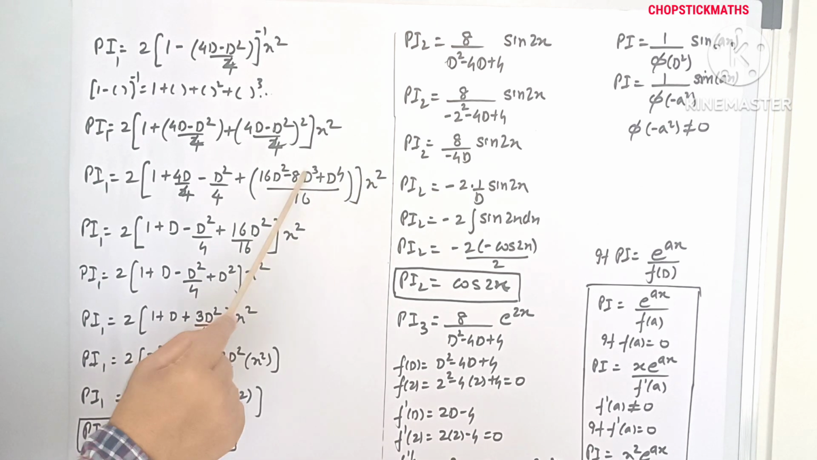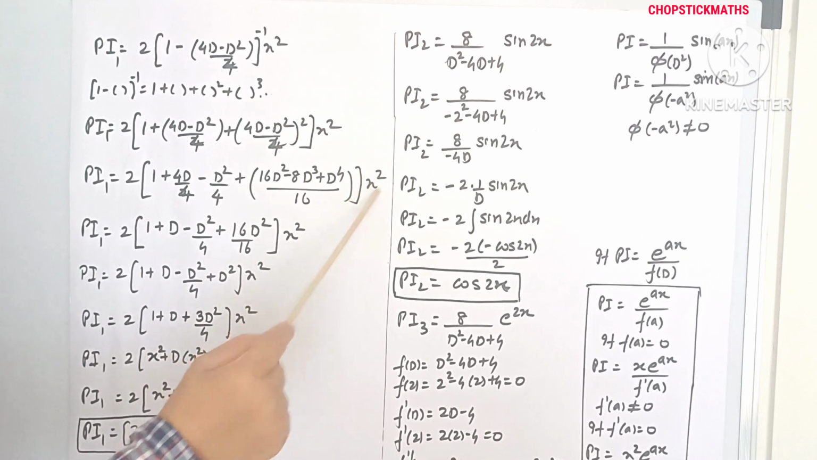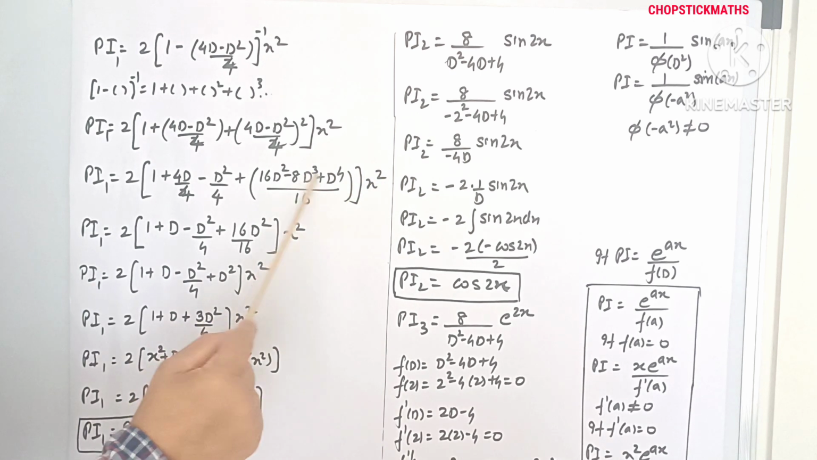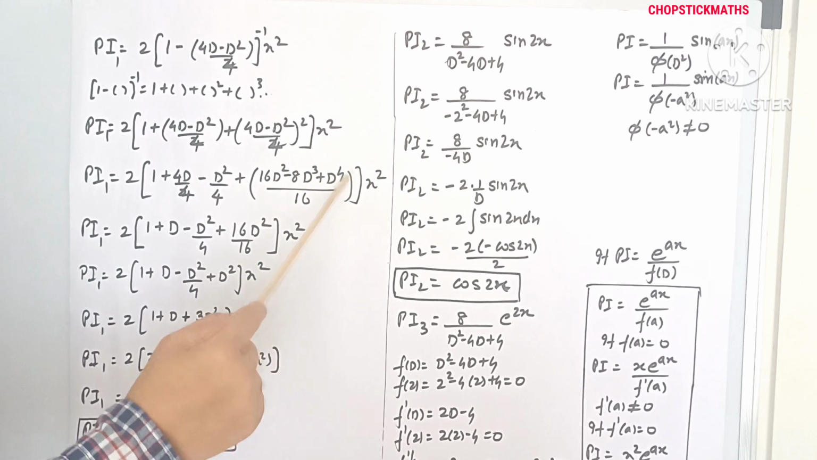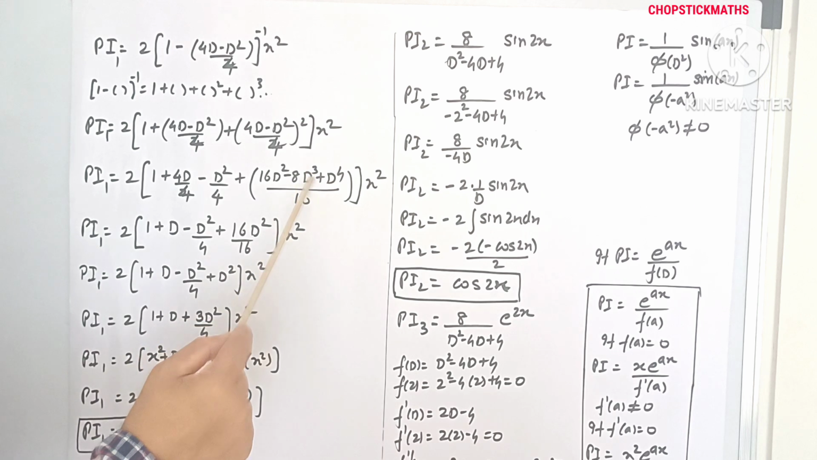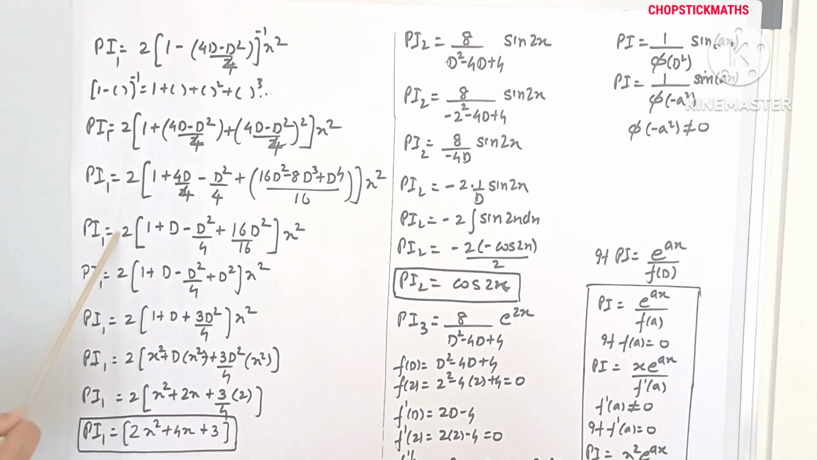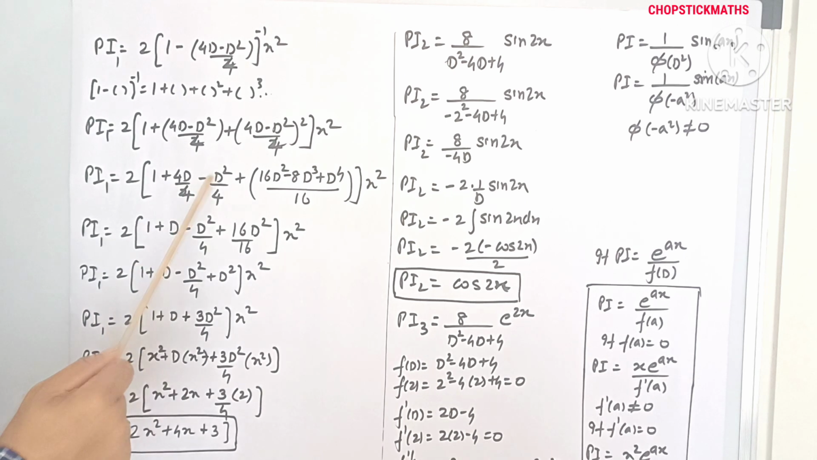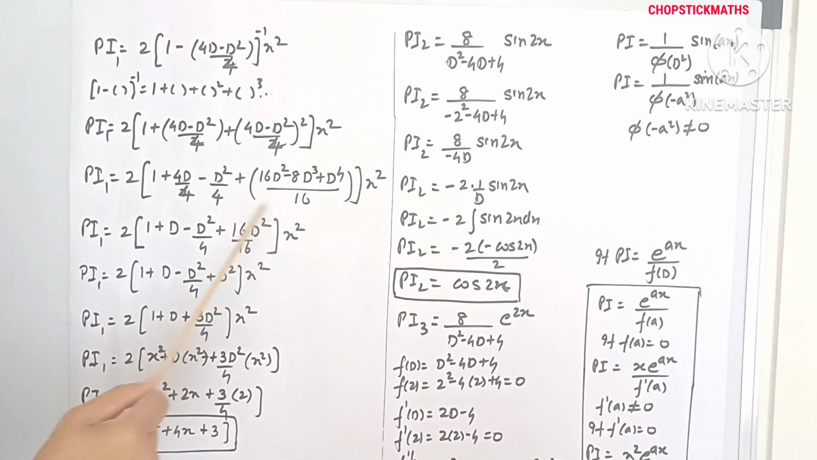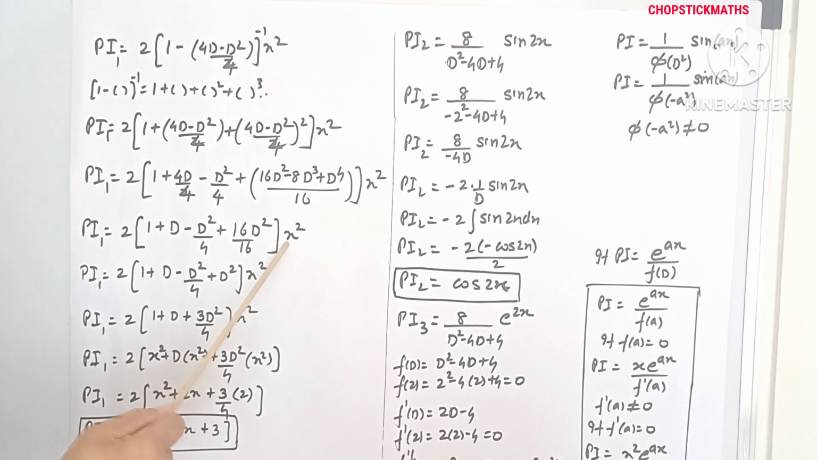And d cube of x square, that's the third order derivative of x square, will be 0. So we will neglect d cube and d raised to 4. So PI will be equal to 2 into bracket 1 plus d minus d square upon 4 plus 16d square upon 16 into x square.